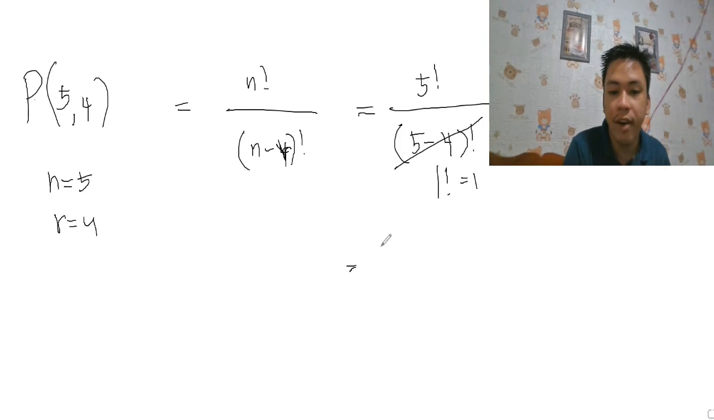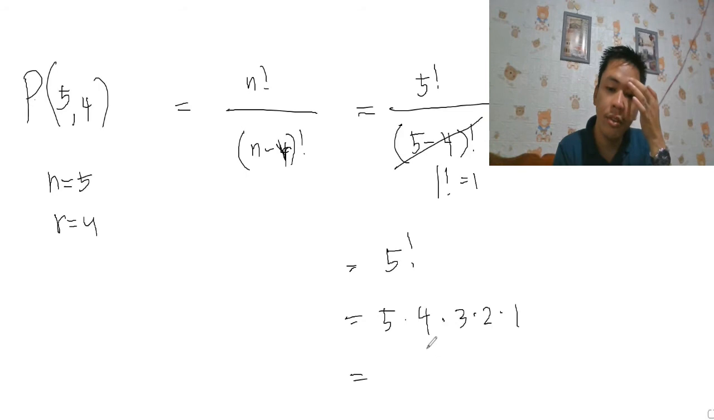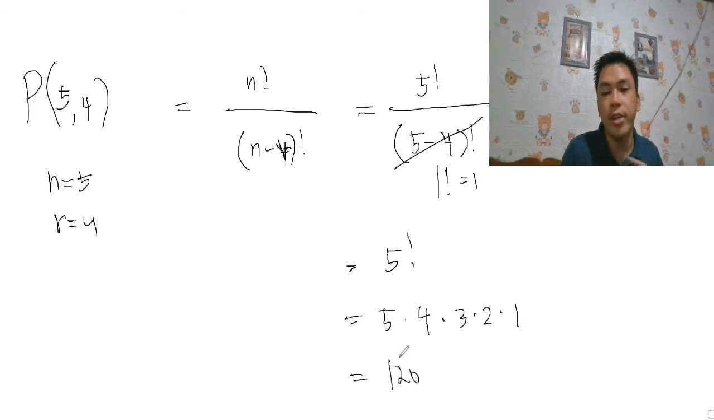So you have 5 factorial, that's 5 times 4 times 3 times 2 times 1. And so you get a total of, how much is this? I guess this is 120. Yeah, so there are 120 ways to arrange this. Okay, that's it.